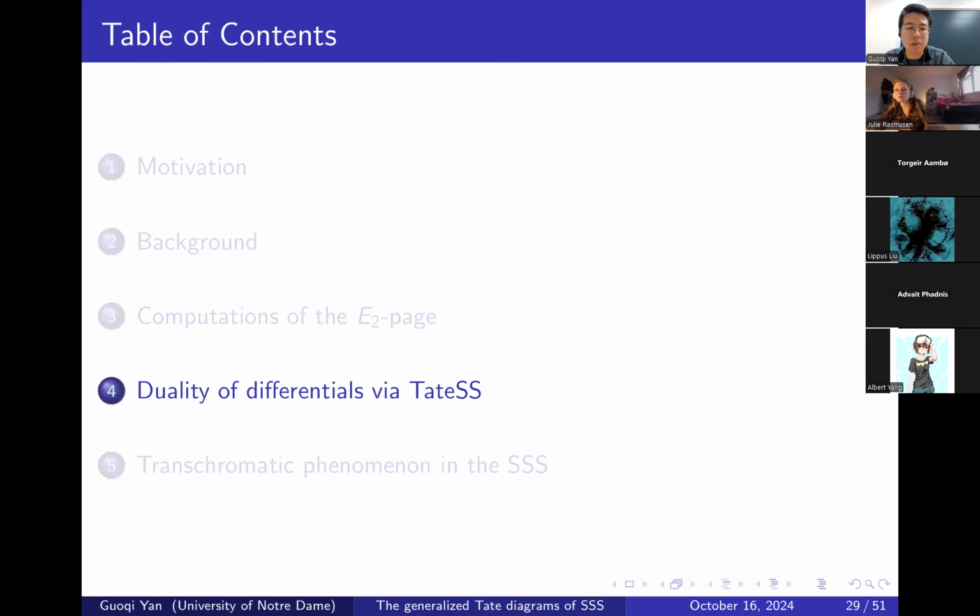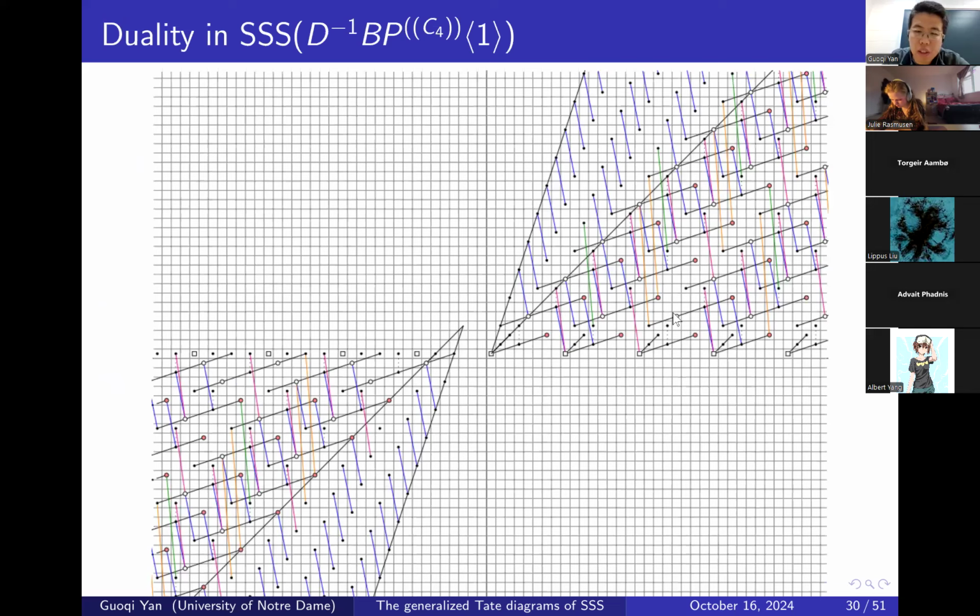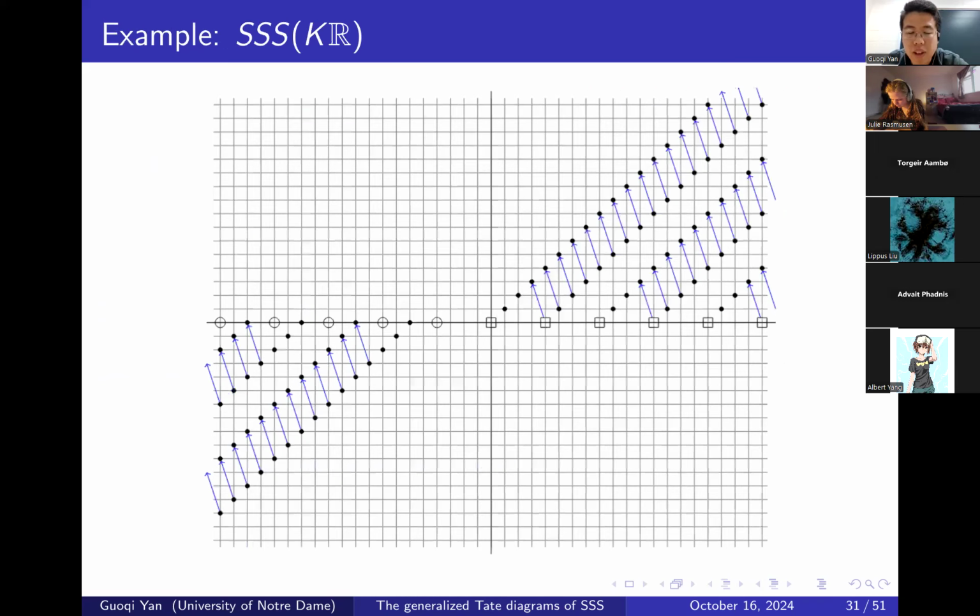Now we can talk about the duality of differentials using the Tate spectral sequence. As mentioned before, the goal of our project is to systematically study and explain the duality pattern in this picture. And the result is that the duality pattern actually comes from the periodicities in the Tate spectral sequence. To motivate this, we can start from some simpler computations.